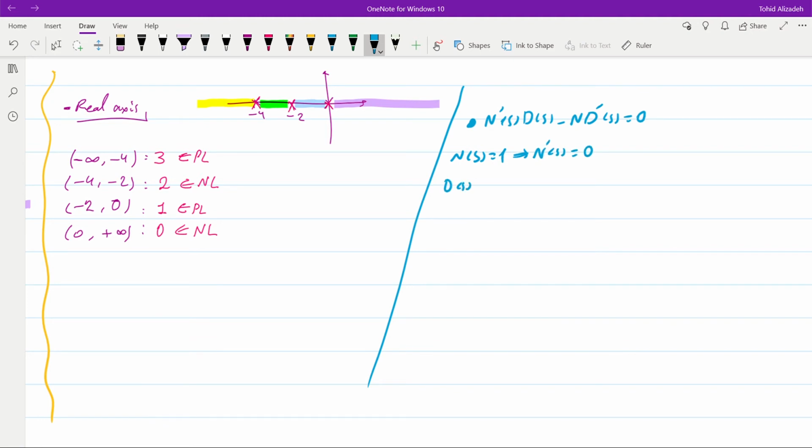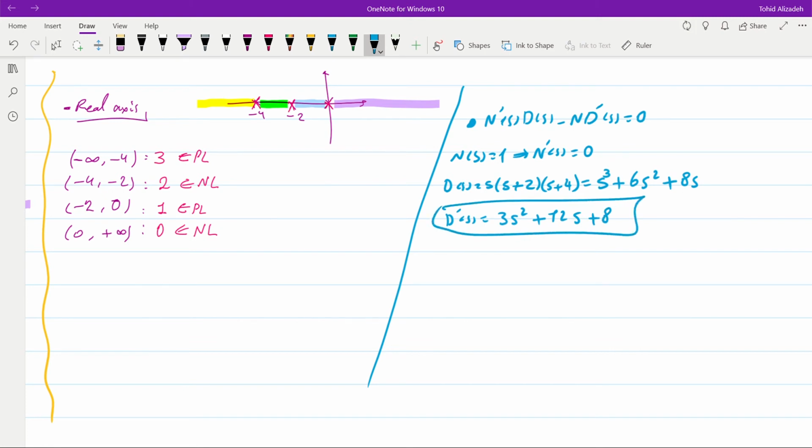For d of s we have s times s plus 2 times s plus 4, which is equal to s to the power of 3 plus 6s squared plus 8s, and d prime of s will be equal to 3s squared plus 12s plus 8. Then we can plug these values into the equation that we have. M prime times d will result in 0 times d minus n is equal to 1 times d prime, which is 3s squared plus 12s plus 8 equal to 0.